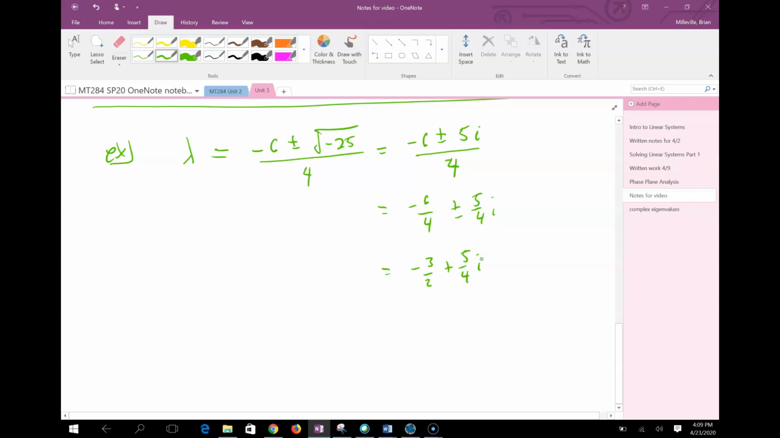Okay, so that's going to happen every time. If we end up with a negative under a square root, we want to write that in terms of i, in terms of a complex number.